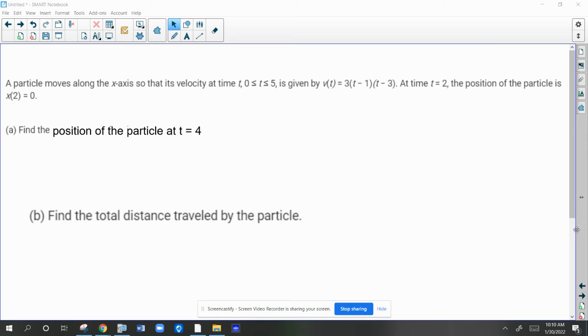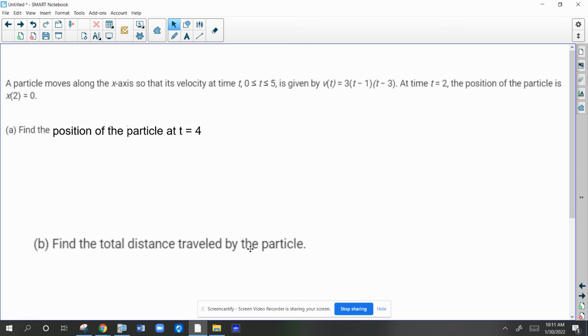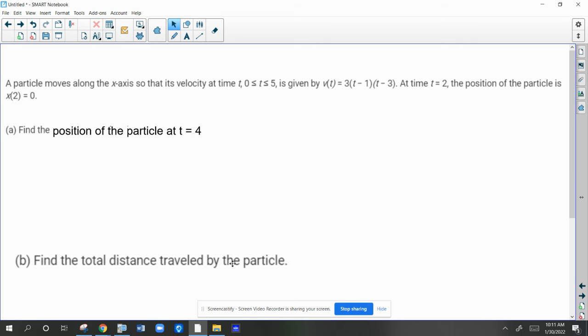Okay, here's a linear motion question. Given a velocity and a position at t equals 2, and there's 3 questions we're going to answer. We're going to make quick work of this. We're going to use a calculator for this. The first question is find the position.